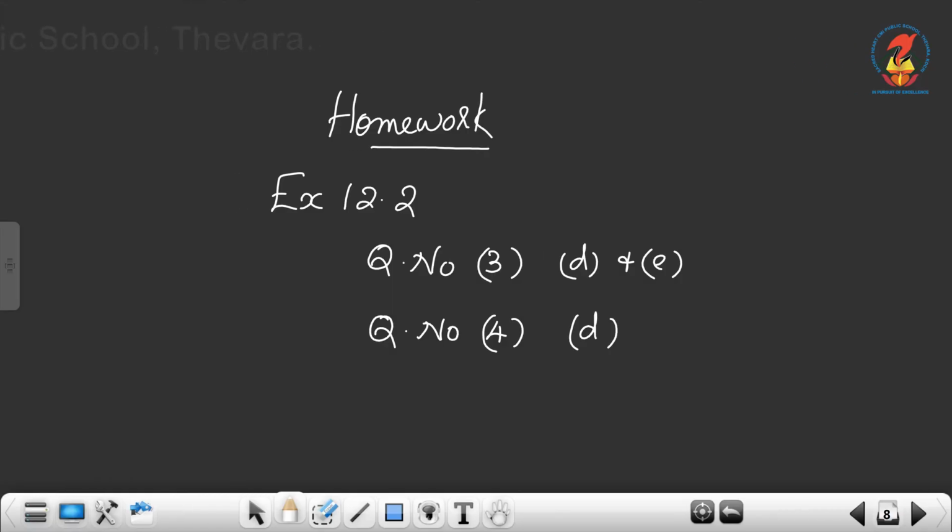Now, homework: exercise 12.2, question number 3 D and E and question number 4 D.